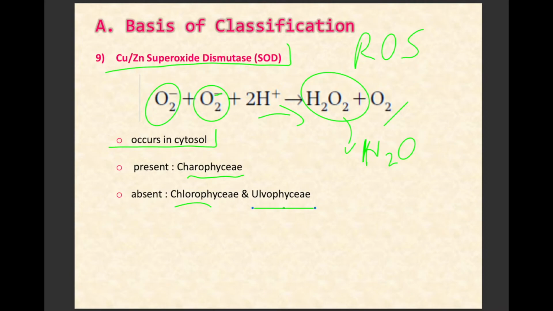So your land plants and your charophytes is more vulnerable to reactive oxygen species. That's why they are forced to produce this superoxide dismutase in their cytosol to detoxify these oxygen-free radicals. Kasi mas subjected yung mga land plants na yan, yung mga charophytes natin, to oxygen-free radicals.